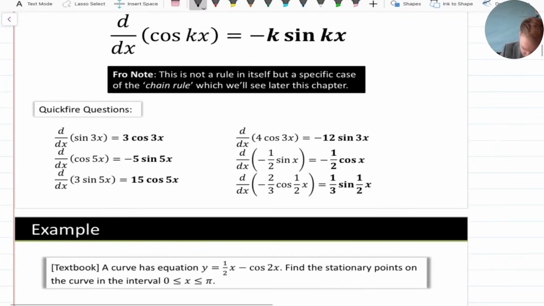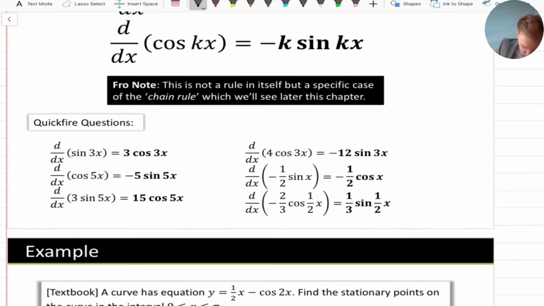Here are those answers to those if you want to go mark them now. So mark those ones at the bottom.